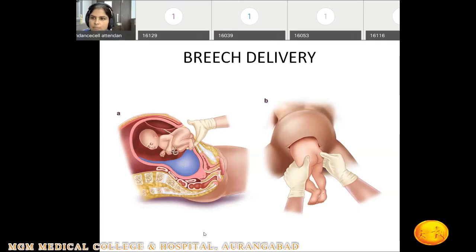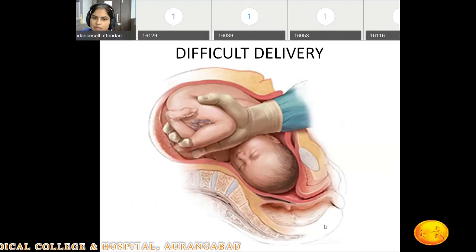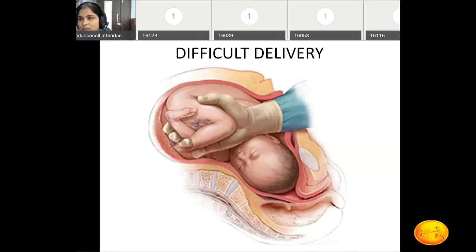So that is how breech delivery is done. Now, if there is any difficult delivery, especially in deep transverse arrest, where the head is almost gone inside the pelvis, it's difficult to get your hand down and remove the head. In that case, you catch up with the baby's legs and pull the legs. So the baby is going to completely turn and it will be delivered by breech.